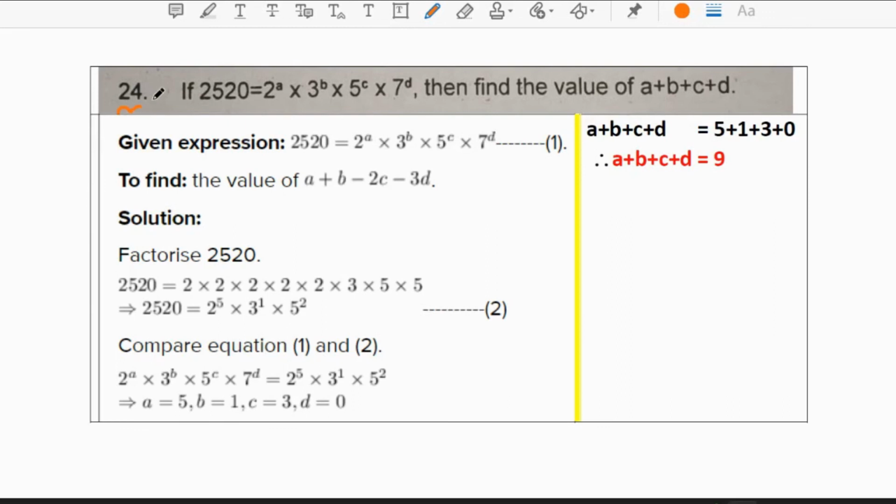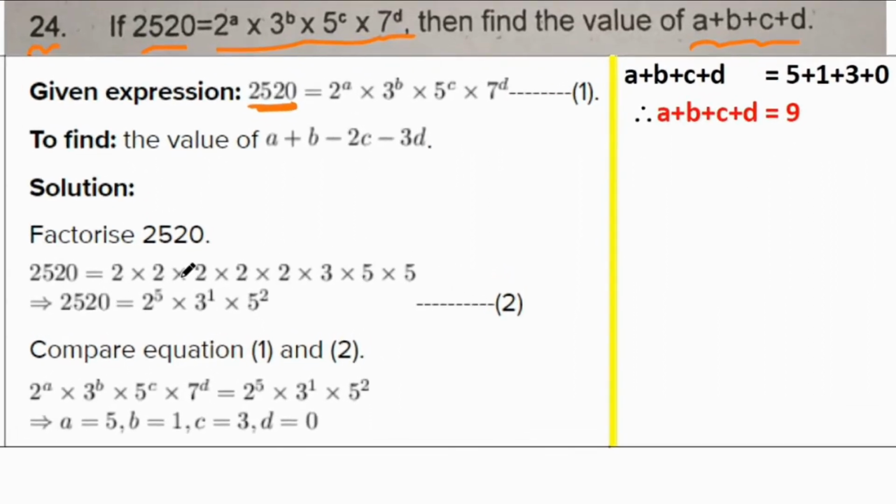Moving on to 24th question. If 2520 is 2 power of A into 3 power of B into 5 power of C into 7 power of D, then find the value of A plus B plus C plus D. To find that, we have to take the factorization for 2520. So 2520 can be expressed as 2 into 2 into 2 into 2 into 2 into 3 into 5 into 5, which can be also expressed as 2 power of 5, 3 power of 1, 5 power of 2. So now we have to compare these powers with the given values.